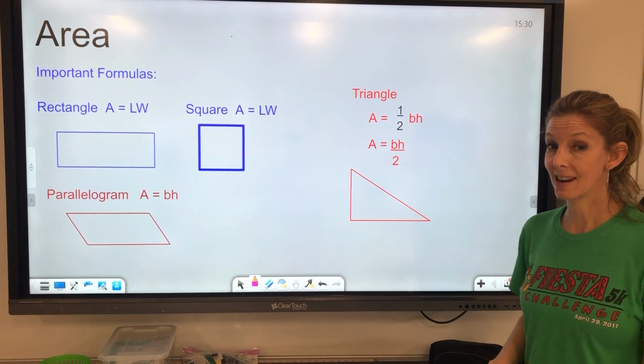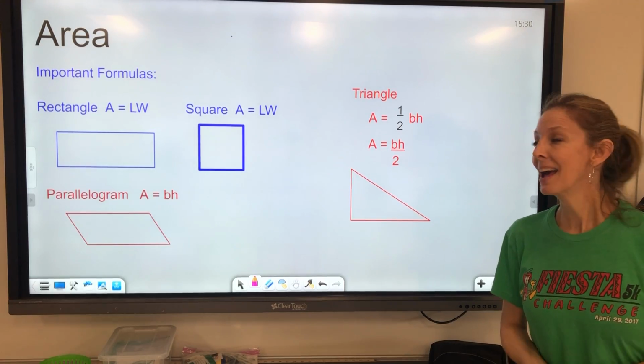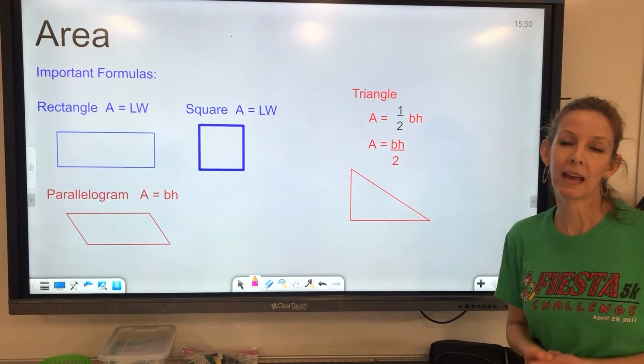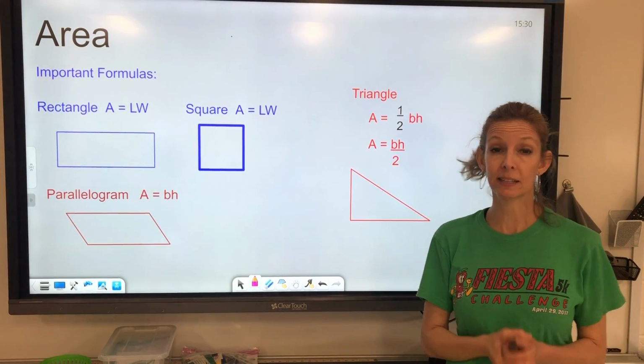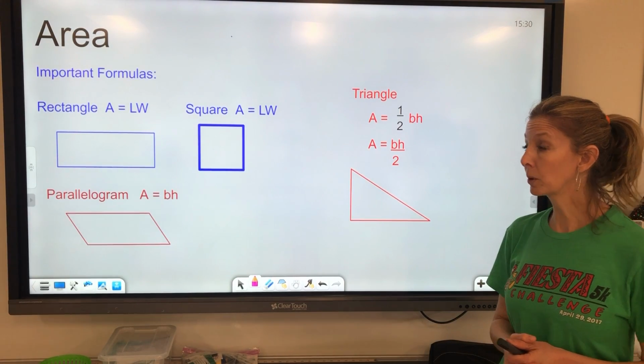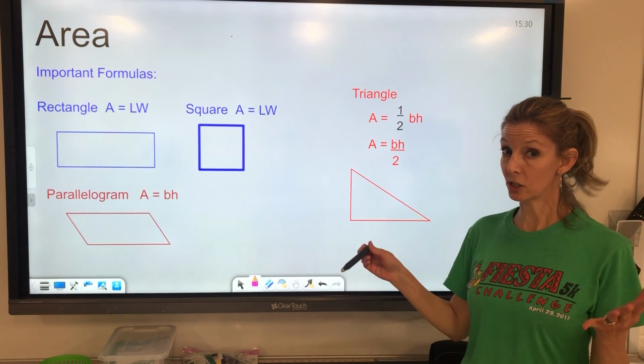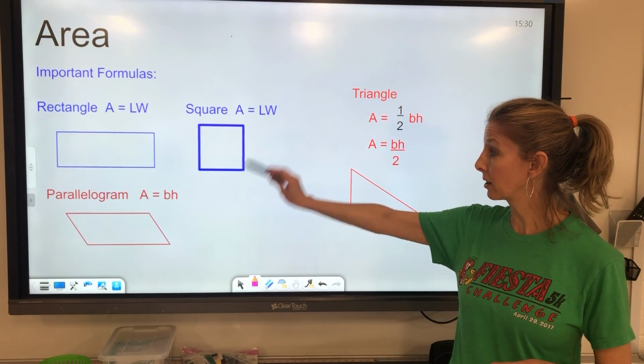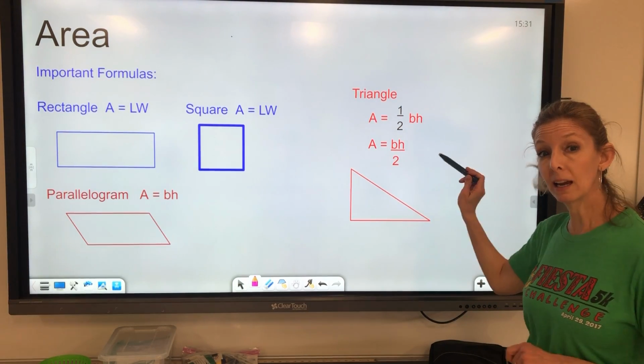Welcome to your next to last unit of the year. This is on area, volume, and surface area. Today we're specifically talking about area, and we're going to be talking about area of several different shapes today. Rectangles, squares, parallelograms, and triangles.